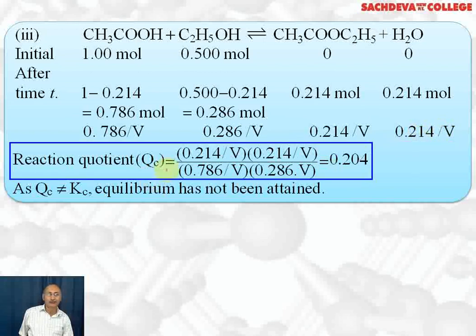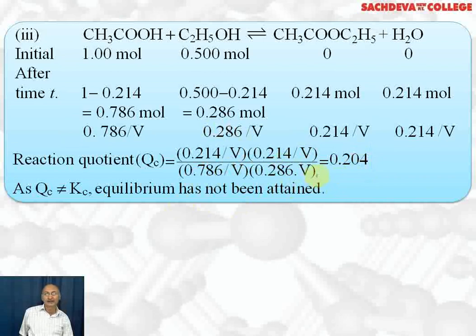Reaction quotient QC will be equal to 0.214 divided by volume into 0.214 divided by volume, divided by 0.786 by volume and 0.286 by volume. On calculation we get 0.204, and since QC has value 0.204, which is much less than Kc, the reaction will proceed in forward direction. That completes chemical equilibrium.